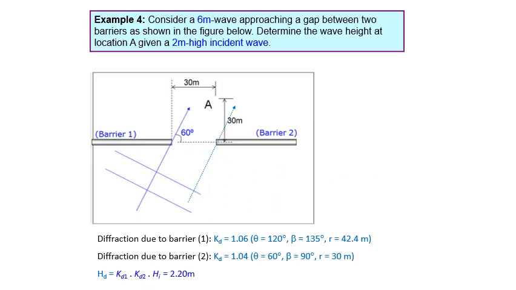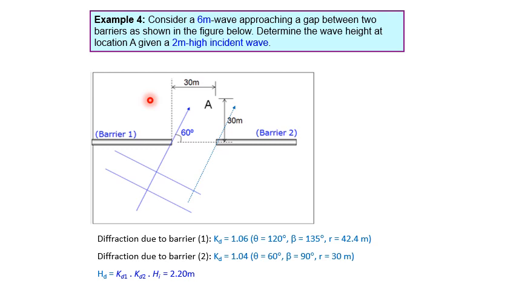Here we have another example. In this case, we have a wave that is approaching a gap, which means that we have two barriers here, barrier 1 and barrier 2. So we consider a 6 meter wave approaching a gap between two barriers as shown in the figure. Determine the wave height at a location A, which is shown here, for a given 2 meter high incident wave. So how do we solve this problem?